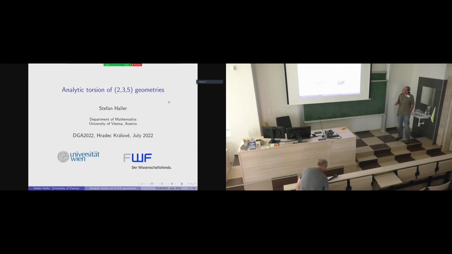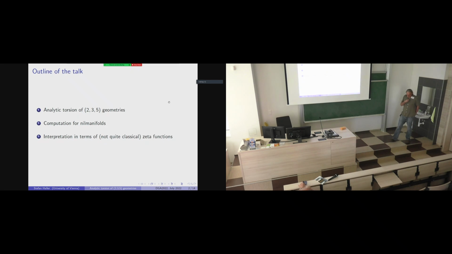Here's a brief outline of my talk. I'm going to begin by explaining what this analytic torsion of 2-3-5 geometries actually is. Then I will present a particular example where we can compute this analytic torsion. And in the third part of the talk, I will reinterpret this calculation and express the result in terms of zeta functions, which have a more classical flavor.